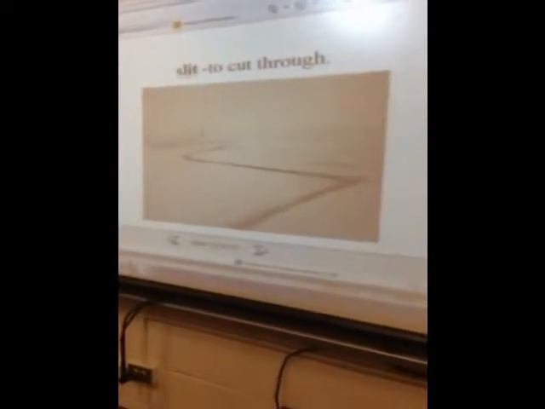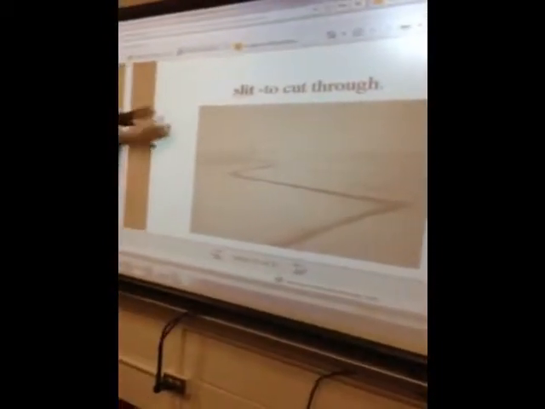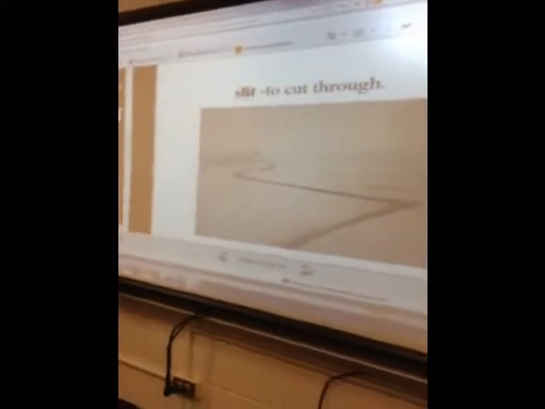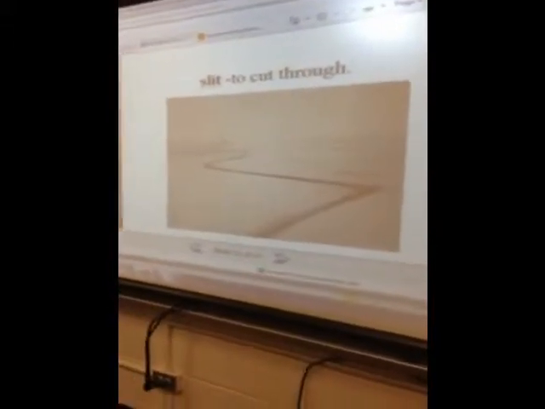We usually just use the word cut. We don't use this synonym for it. So here, this is a jagged slit across the horizon or across the ground. Because you guys can see sky and earth meeting in this picture. So that's a slit across the ground.